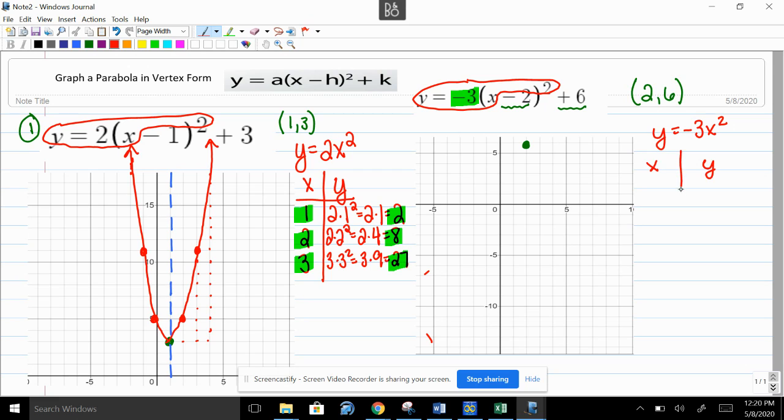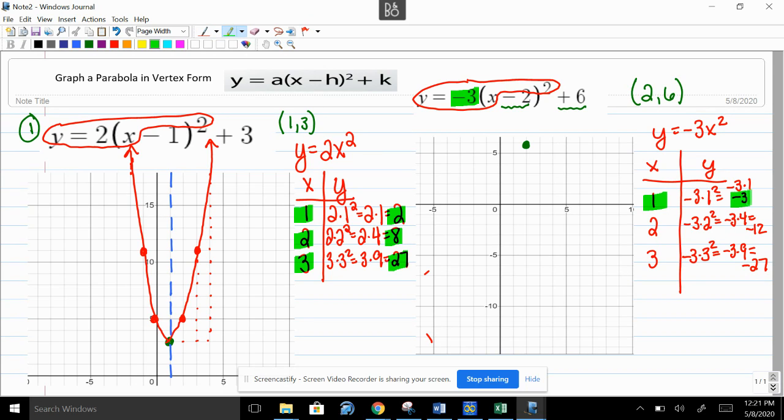Okay, we make our xy chart here. Okay, 1, 2, and 3. Okay, so for 1, it would be -3 times 1 squared, which would be -3 times 1, which would be -3. For 2, -3 times 2 squared, which is -3 times 4, which is -12. And then for 3, it's -3 times 3 squared, which is -3 times 9, which is -27. Okay, so these are the values I'm working with off of that vertex.